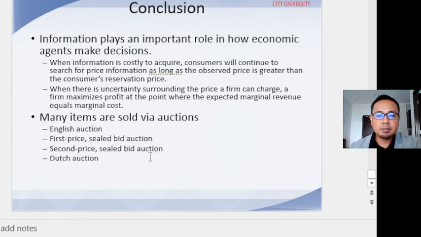And you can see a few types of auctions actually rely on information, and there are many items sold via auction.